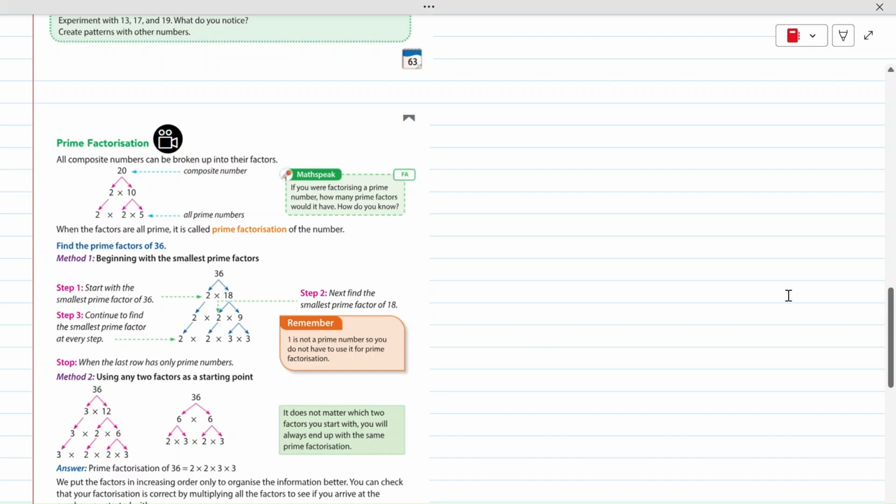Hello kids, in today's class, we are going to start with the new topic, prime factorization.